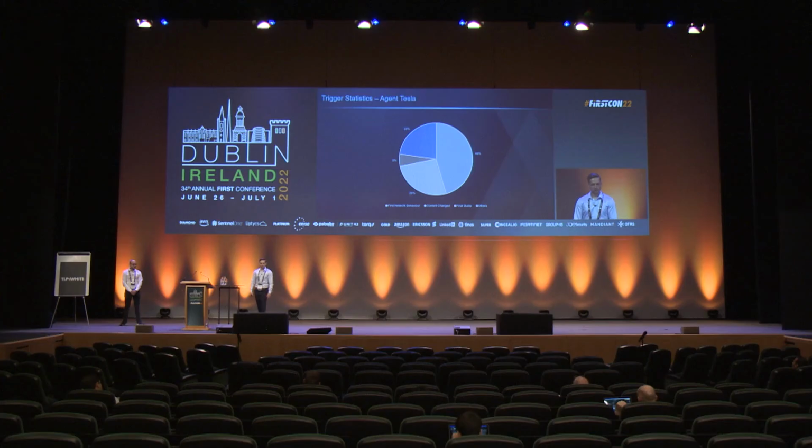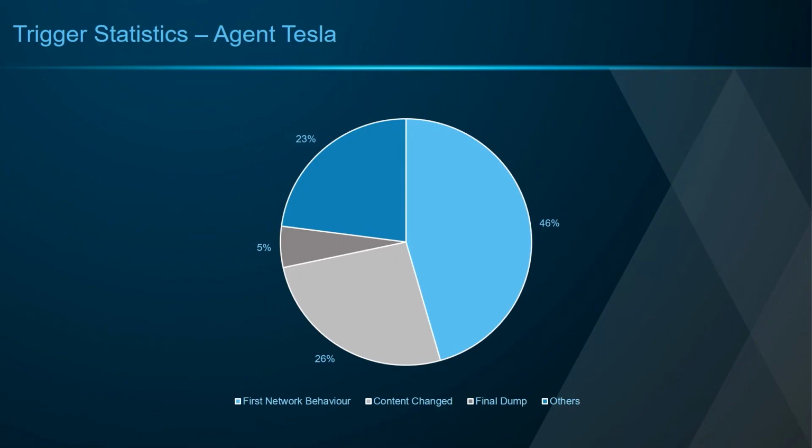Now let's look at some families, some real-world examples. Those are the collected Agent Tesla payloads, so our internal collection. The chart shows the division between the memory triggers. A memory dump can be correlated to a memory trigger, like the first network behavior, and at this point we actually have the payload. As we see, 46% of all the Agent Tesla payloads can be detected just with the first network behavior. If we add the content change trigger, we are over 70%.